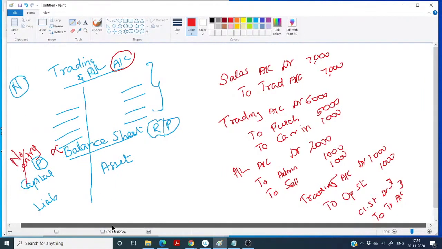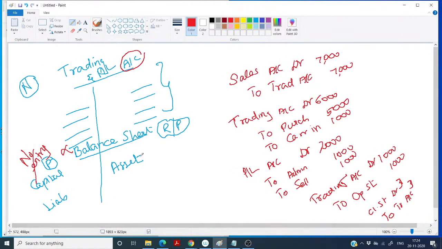So those items come in here: opening stock and purchases, carriage in, and similarly here we have sales and closing stock. Here we have admin expenses and selling expenses, these things. The balance that you get here is nothing but gross profit. That gross profit is transferable from trading account to profit and loss account.